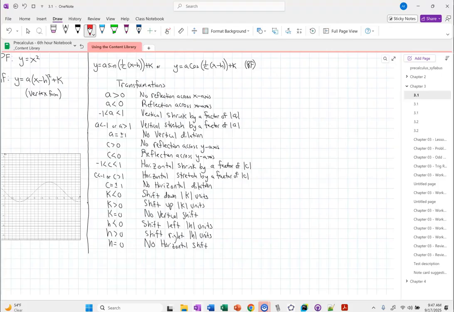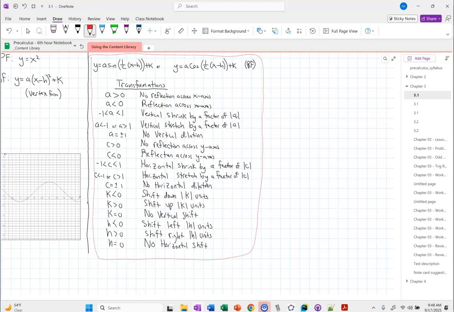Okay. All right. So we have this criteria that allow you to describe what's happening to the parent function just based on looking at the equation of the transformation. This set of criteria you will use to answer homework questions. If I ask in the homework to describe the transformation in words, we're talking about using this set of criteria.